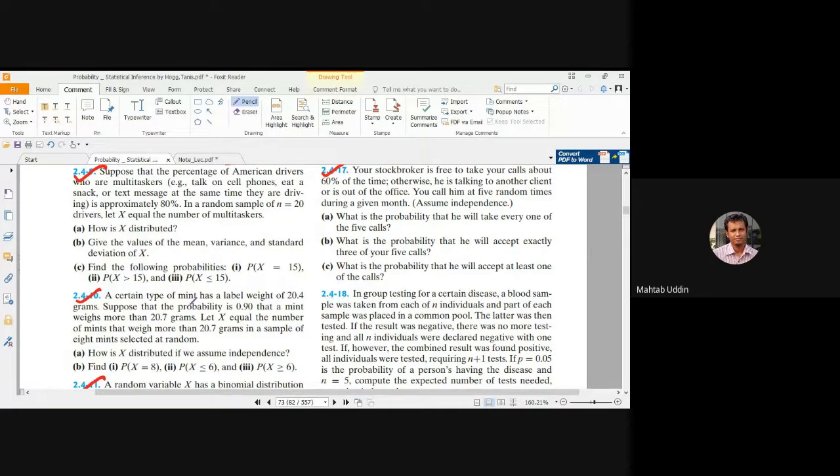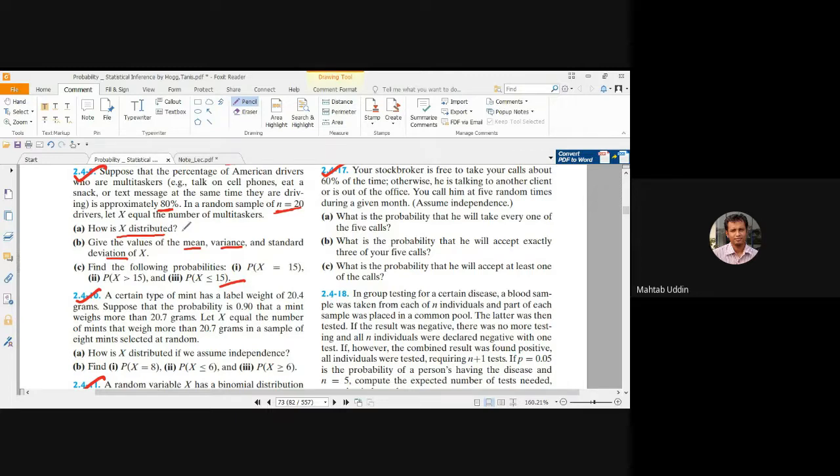Also, the American drivers are multitaskers. Right? While driving, they used to talk on cell phones, they used to take drinks, and so many things they can do. And she said that 80% are multitaskers, so 20% are not multitaskers. Here they have selected 20 drivers. How is x distributed? That is what is f(x). They have to find the mean, variance, and standard deviation. Also, they have to find these probabilities.